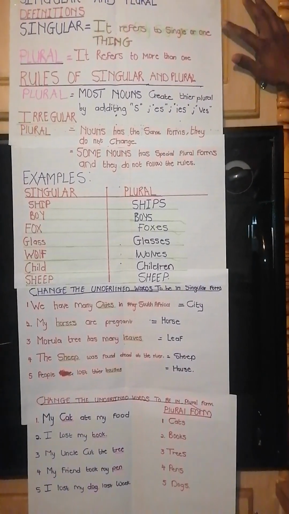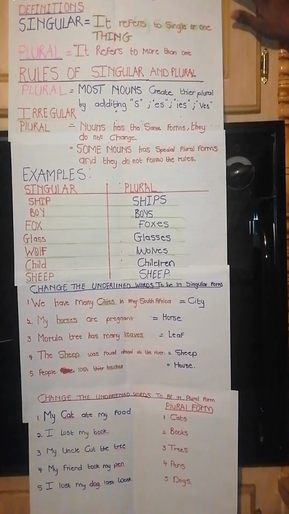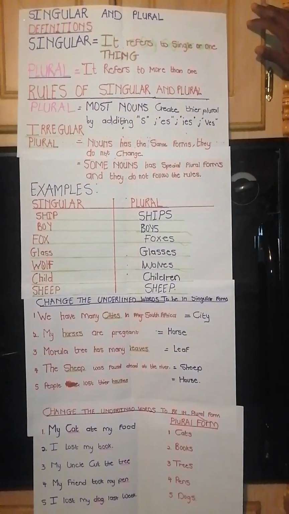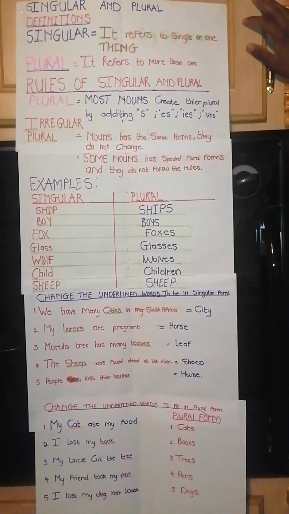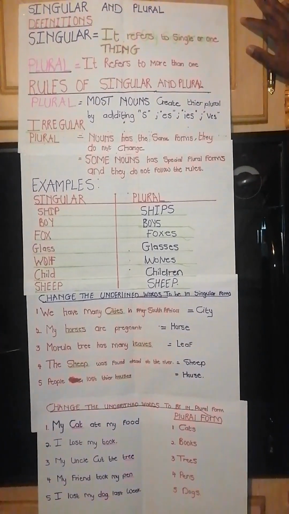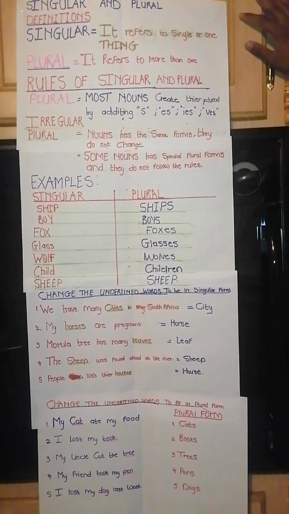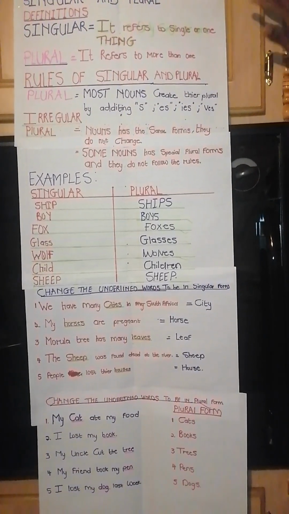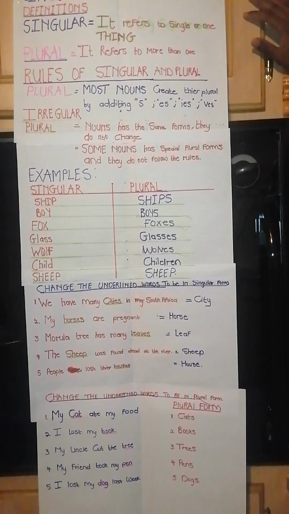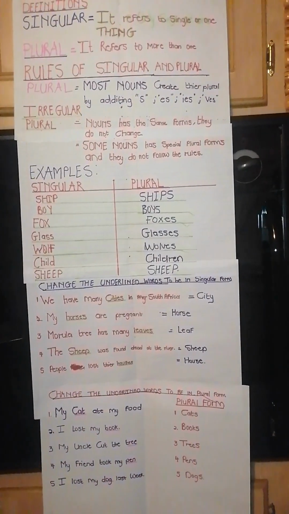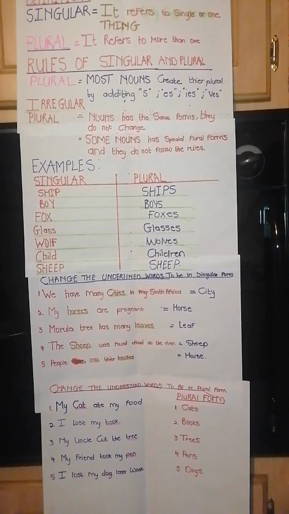The first thing that we should know about singular and plural is that they are associated with pronouns and nouns. Nouns are words that represent places, people, or ideas. Pronouns, for example, are he or she. Let's go to definitions of these forms.